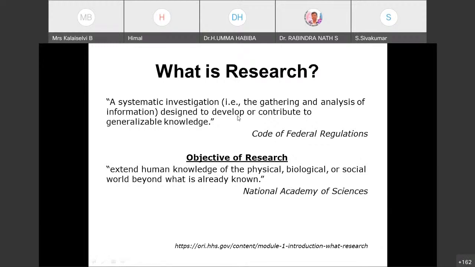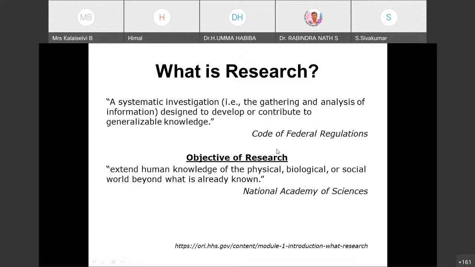So if you look into this definition, you can see that gathering of information, you can highlight that part. And also you can highlight the part on analysis of information. And also you can highlight the part designed to develop or contribute to generalizable knowledge. So that means we normally start research with some kind of a specific problem, and if possible we try to obtain results as much as possible that will generalize our understanding about that particular topic.